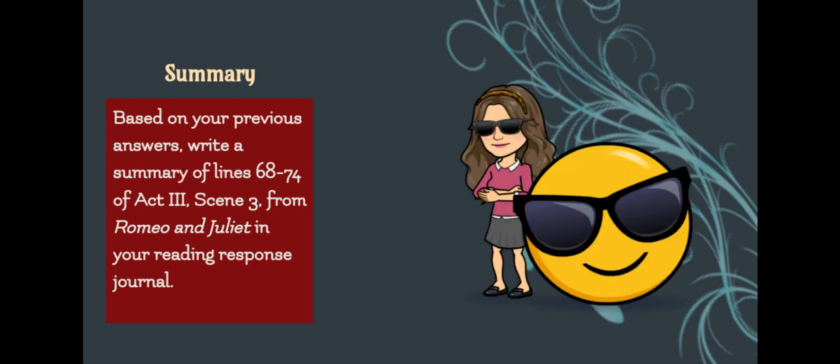Using your answers to the questions, you will now write a summary of lines 68 through 74 of Act 3, Scene 3 from Romeo and Juliet in your reading response journal. You will have 5 minutes to complete this activity.